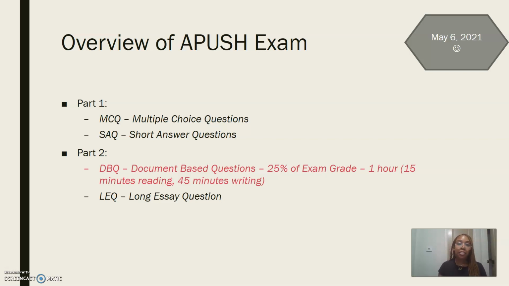For the documents, you'll receive 7. You only have to use 6 of those documents. However, I suggest just using them all in case you don't earn a point using one of them. And we'll discuss how you earn points in a moment.